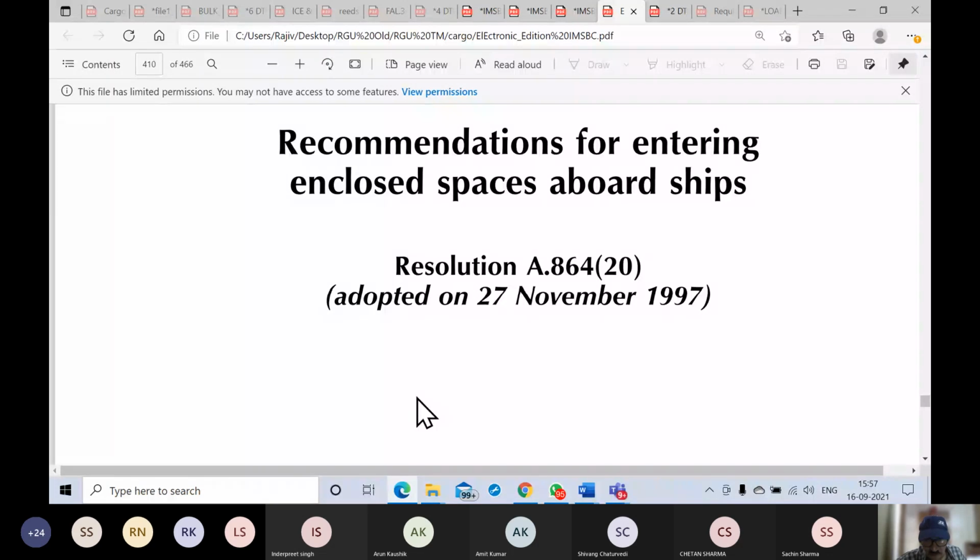Now, this is again important. Just see the importance of this title. It is included in the IMSBC Code also, although it is something to do with safety, part of your checklist, part of your SMS, but it is included in the IMSBC Code also. Recommendation for entering enclosed spaces, Resolution A.864(20). I've got the latest one, don't worry, we will discuss in the safety class. But just for this class, for IMSBC, this is Resolution A.864(20). We have IMO recommendations for this, now already revised.